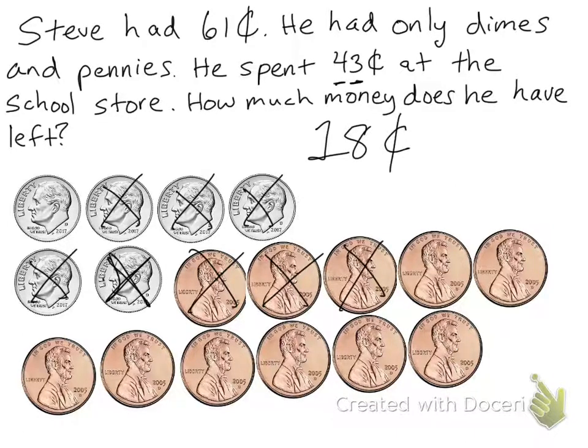If I want to write a number sentence for this, I would write 61 cents minus 43 cents equals 18 cents. To write this without using our money, I would write 61 cents minus 43 cents.